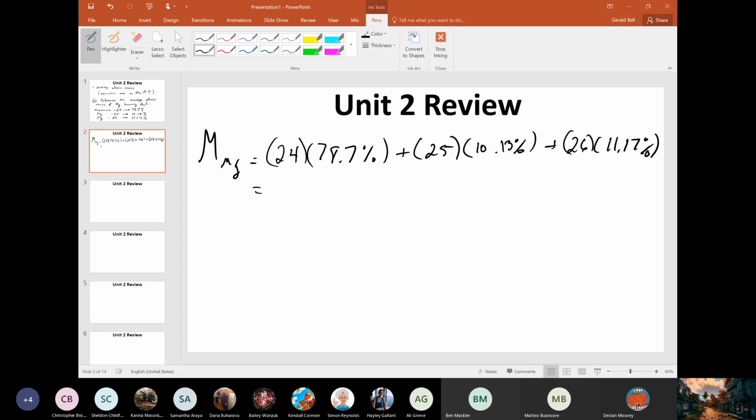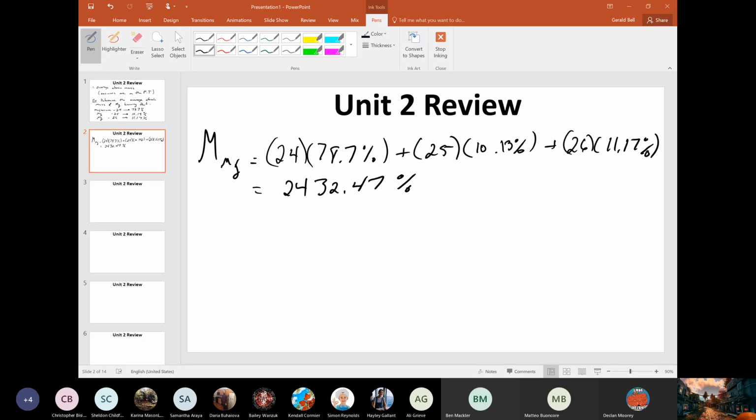I'll just grab my calculator. You can do this at home too. I'm going to put it all together as one line: 24 times 78.7, plus 25 times 10.13, plus 26 times 11.17. I'm going to do all that, and I got 2432, and technically there's a percentage on that.